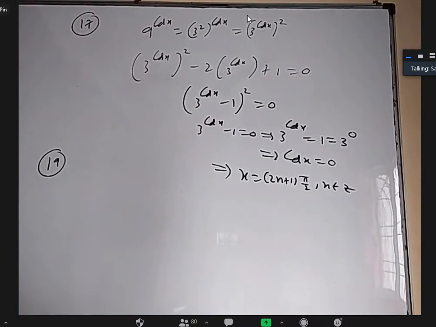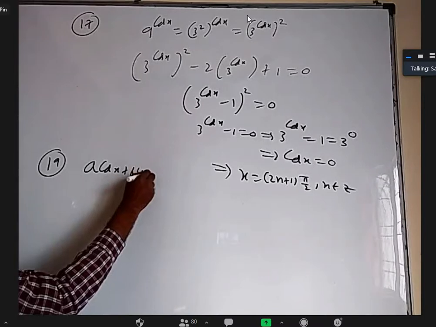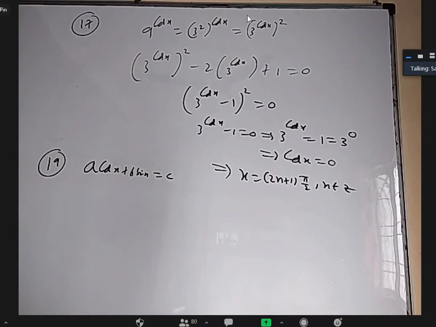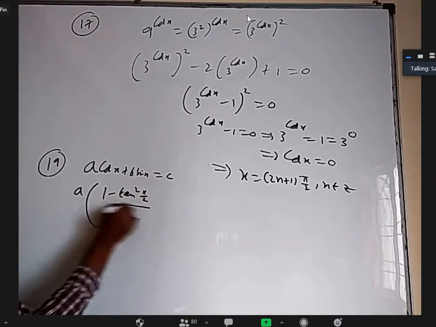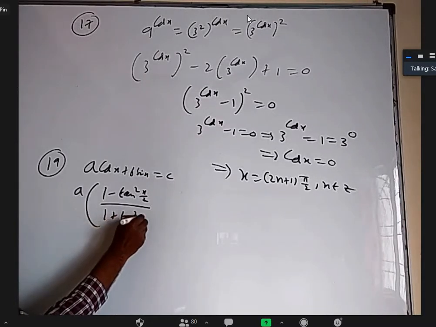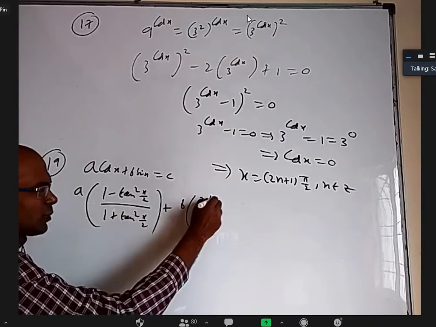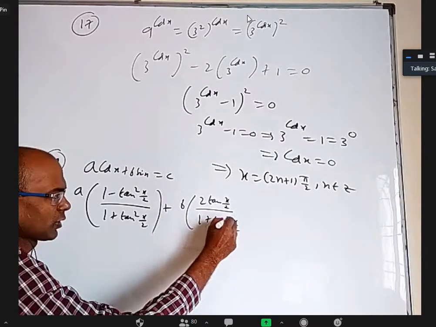So the 19th question is somewhat similar to that. a cos x plus b sin x is equal to c. I would have divided with root a square plus b square, but that's not so useful because they're asking about tan of alpha plus beta by 2. So I am going to write cos x as 1 minus tan square x by 2 by 1 plus tan square x by 2, and sin x as 2 tan x by 2 by 1 plus tan square x by 2.